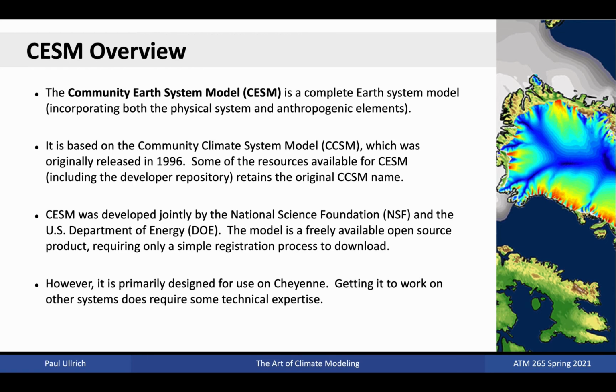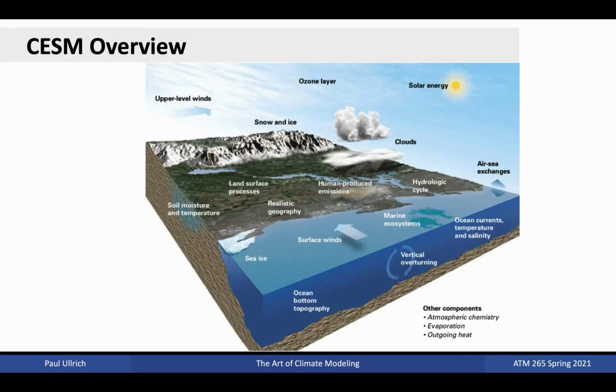This diagram depicts the processes that are simulated by CESM in its fully coupled configuration. These processes include winds, snow and ice, ozone and atmospheric chemistry, clouds, precipitation and hydrology, solar and terrestrial radiation, air-sea exchanges, ocean currents, ocean temperatures and salinity, marine ecosystems, sea ice, soil moisture, land surface processes, and human-produced emissions.